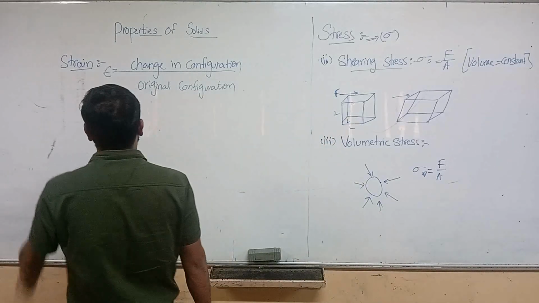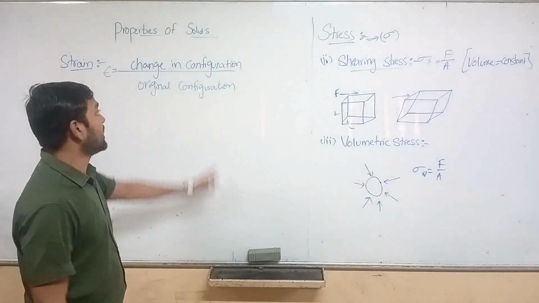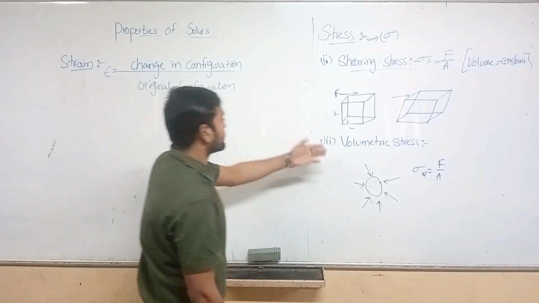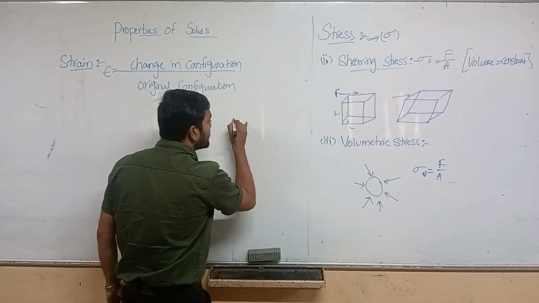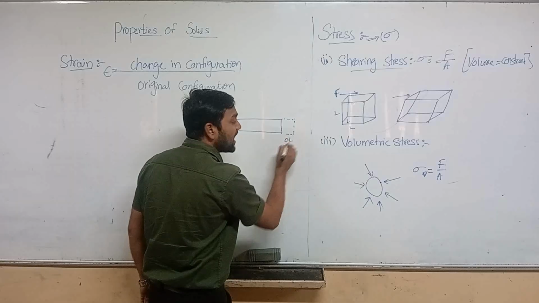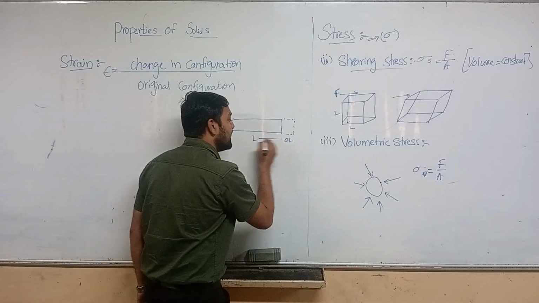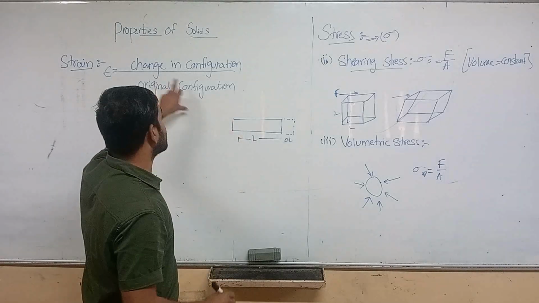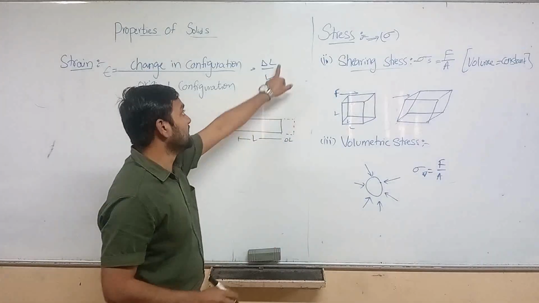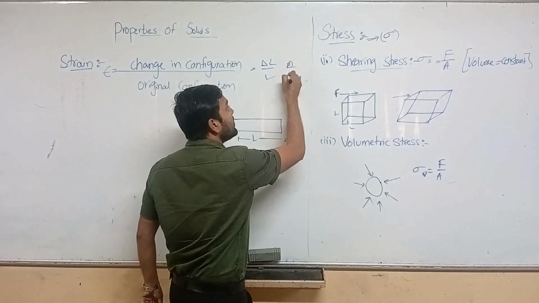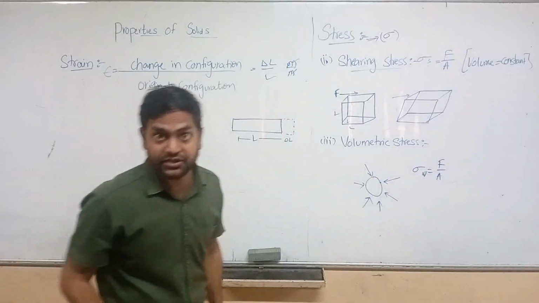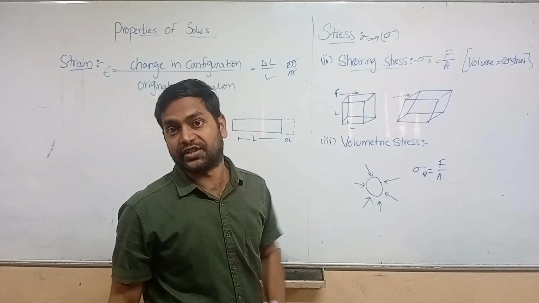Okay, so do we have units of strain? Here we are having the change in configuration and original configuration. Let us take when we apply a deformation force on a rod, then this object changes its length by delta L, since the original configuration is L. So delta L by L, where L is the length. So meter by meter is cancelled. So the strain does not have units.